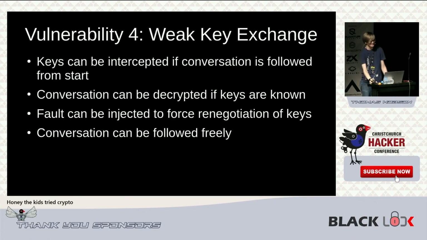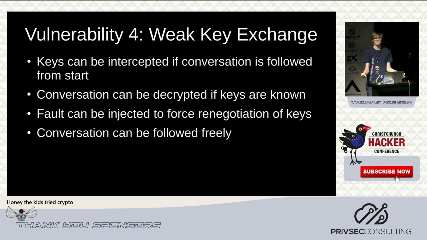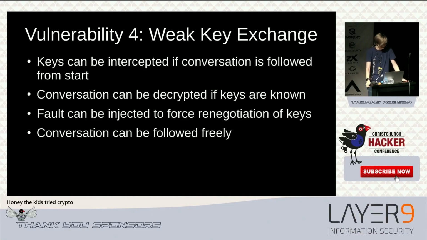And so, yeah, this is where we come to vulnerability 4, where if we can intercept the keys directly from the start, we can follow the conversation entirely. And then we can use false injection to renegotiate those keys, and then follow conversations. That would allow us to intercept card numbers, people's PIN numbers they type in. We could also control the buzzer if we wanted to, or flash the lights on it.